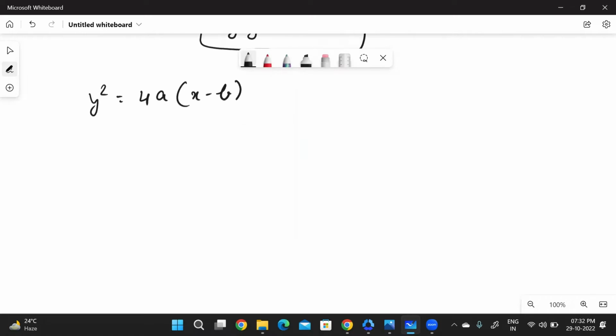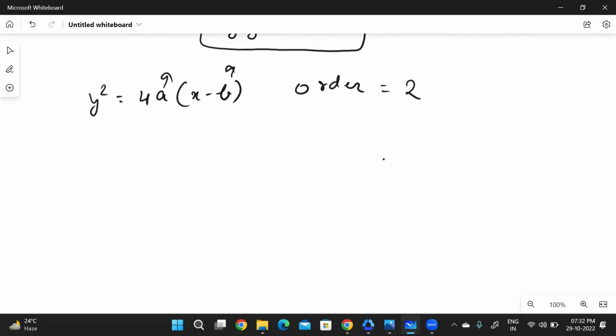Okay, so our next question is write the order of the differential equation of the family of parabolas. Here also we have only one arbitrary constant, so the order will be 1. In the third part, we have y square equals 4a(x minus b). So what will be the order? Order will be 2, because we have two arbitrary constants a and b.